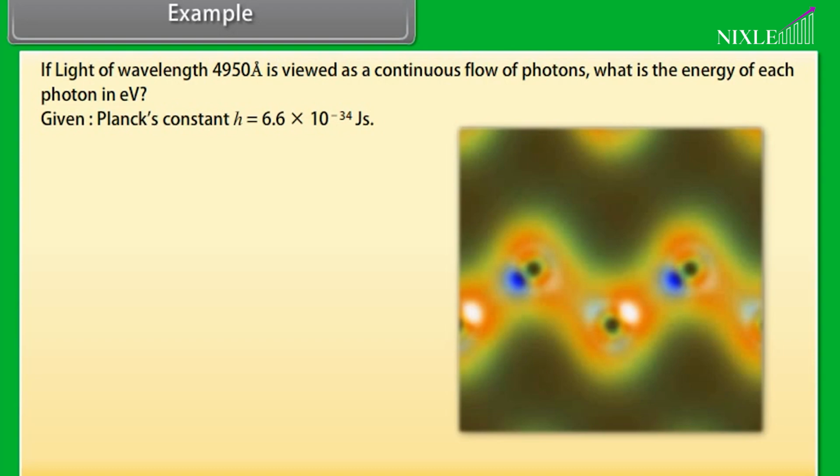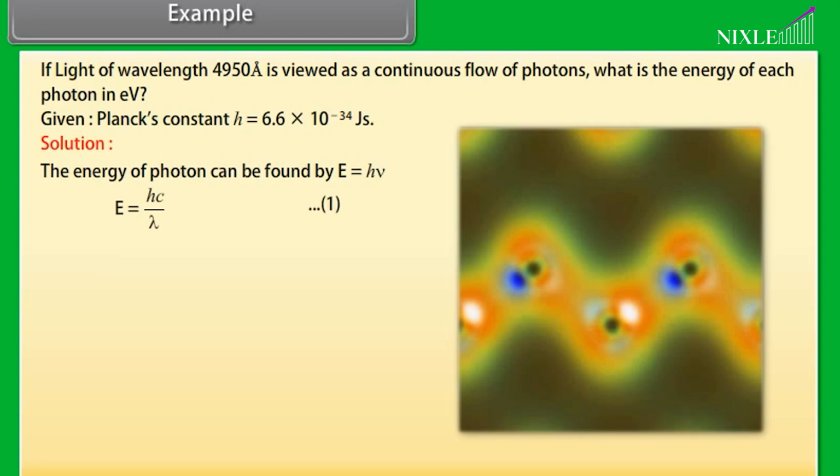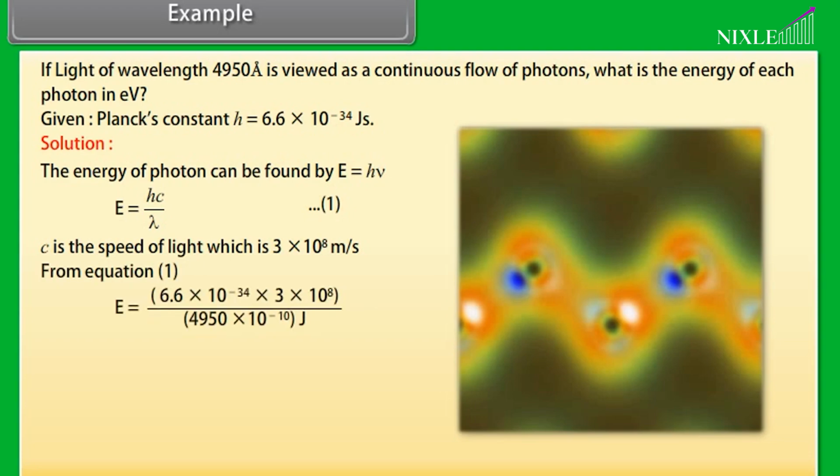From equation 1, E equals 6.6 into 10 raised to the power minus 34 into 3 into 10 raised to the power 8 by 4950 into 10 raised to the power minus 10 joule. After solving, we get E as 4 into 10 raised to the power minus 19 joule. It can be expressed in eV: E equals 4 into 10 raised to the power minus 19 by 1.6 into 10 raised to the power minus 19 eV. E is equal to 2.5 eV.